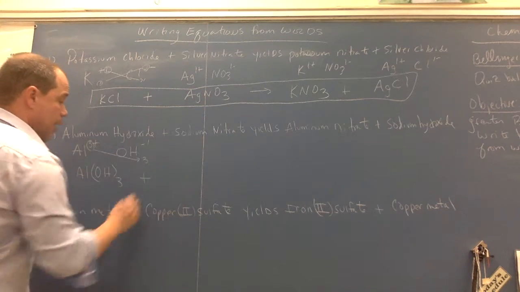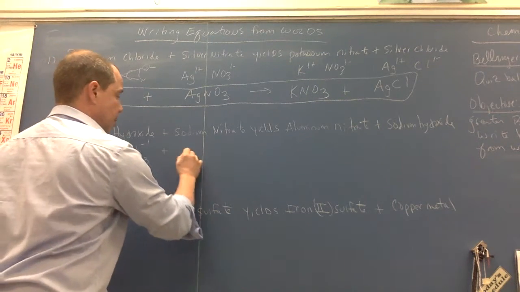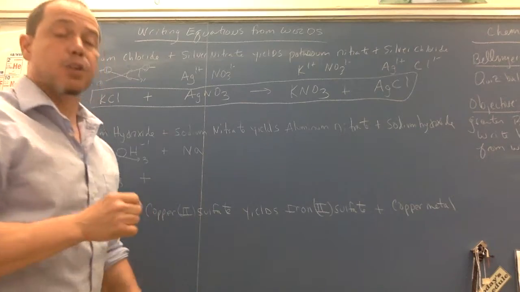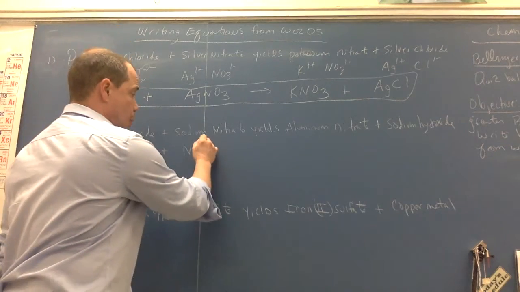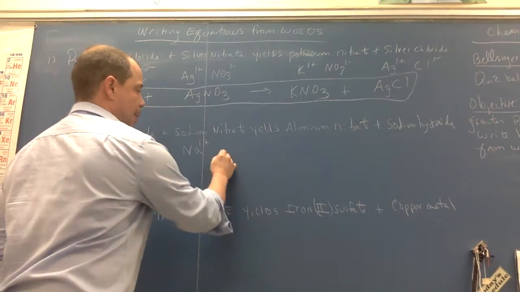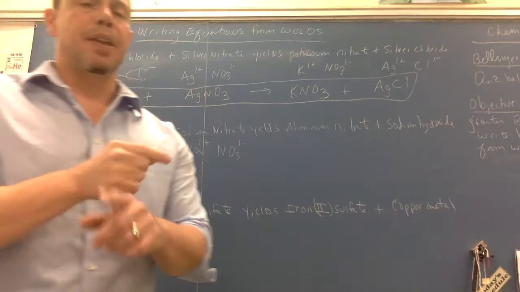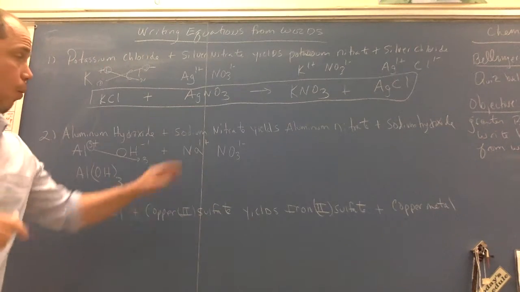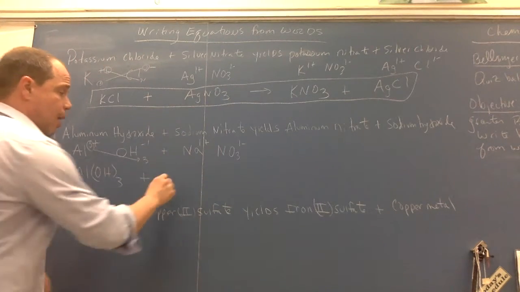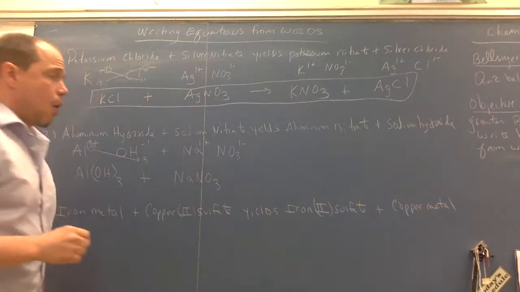To that, we're adding sodium nitrate. Sodium is Na, and Na is 1 plus for its charge, a group 1 element. Nitrate, again, is a polyatomic ion. Find it on your polyatomic ion chart. This one is 1 minus. Here we have equal and opposite charges, 1 plus and 1 minus. They cancel one another out. We just write NaNO3. Get to the yields.